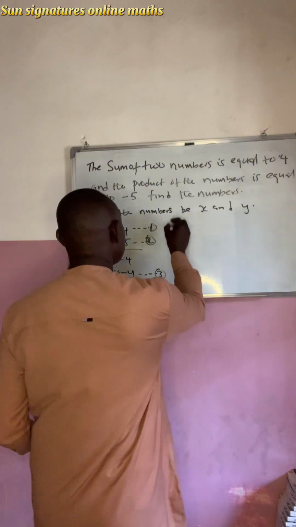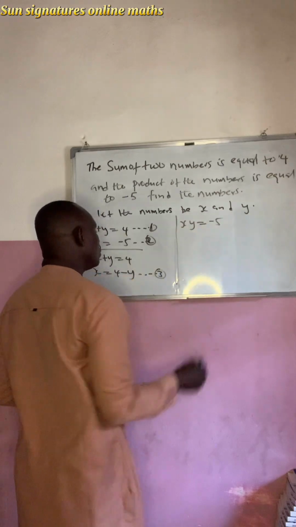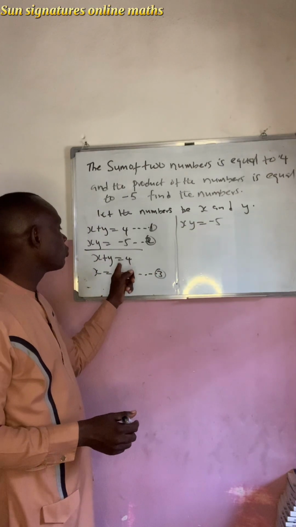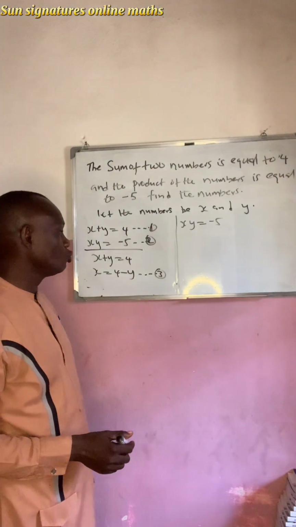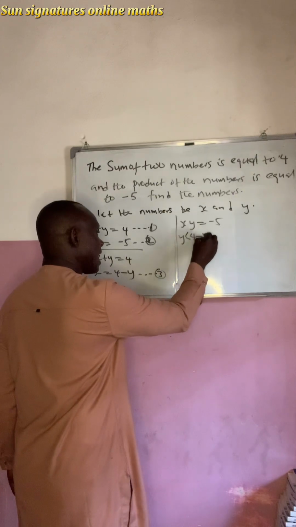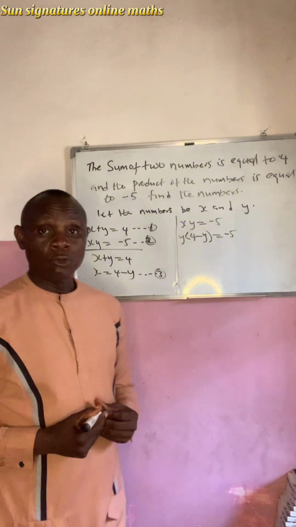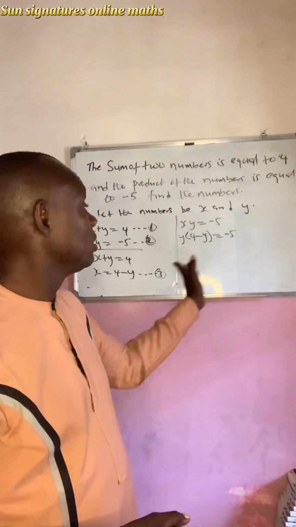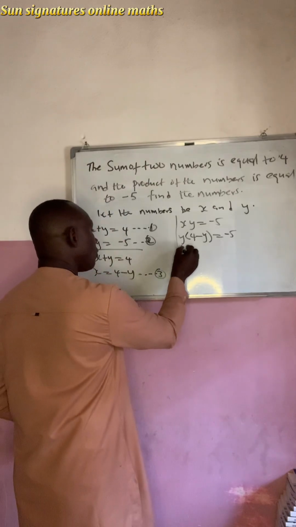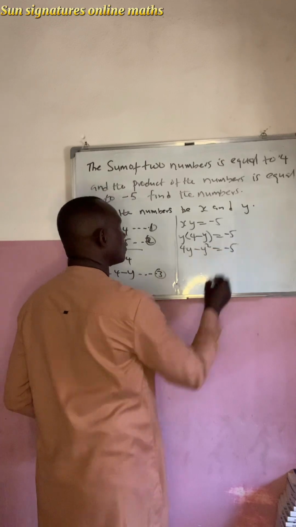So equation 2 says xy is equal to -5. So what I will do, I will replace x as 4 minus y in equation 2. So it will go this way. y into 4 minus y would be equal to -5. What I will do next is to open the bracket and equate it to the equality sign. y multiplying the bracket will give me 4y minus y squared will be equal to -5.